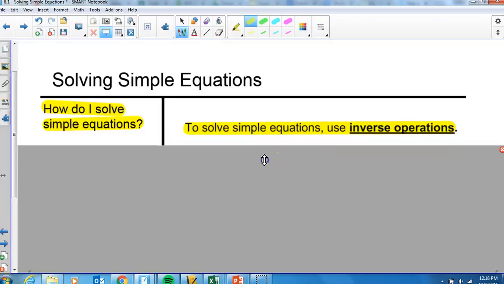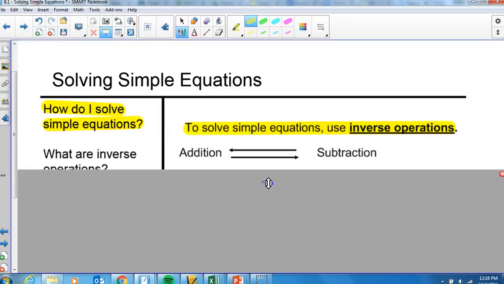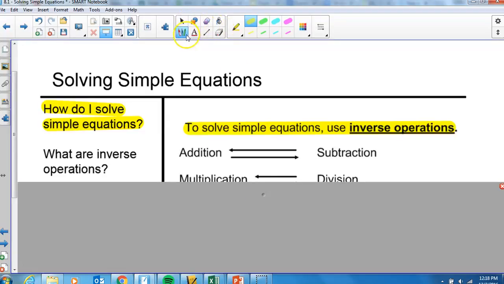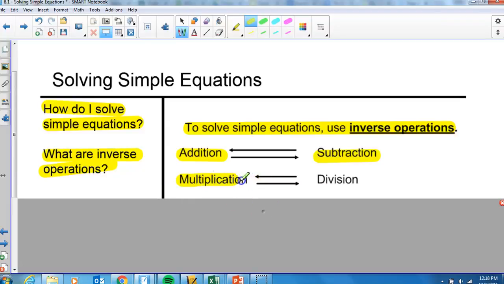Now we're going to talk about inverse operations. What would be the opposite of addition? The opposite of addition is subtraction. Those are called inverse operations. The inverse or opposite of multiplication is division, and vice versa. So addition and subtraction are inverse operations, multiplication and division are inverse operations.